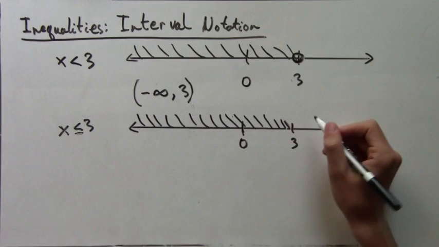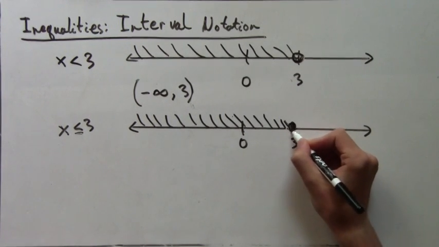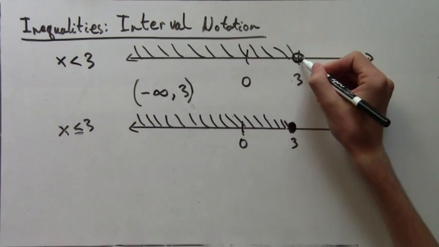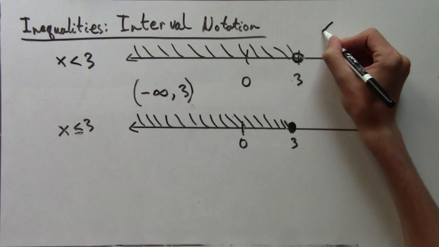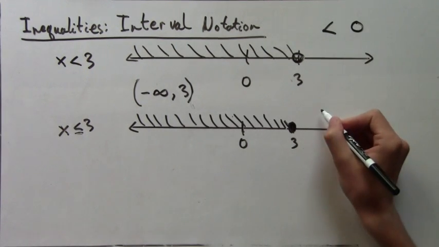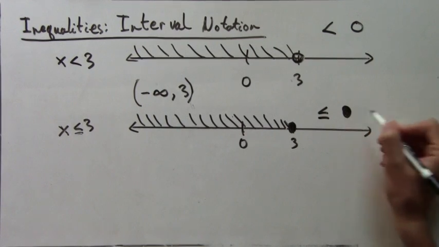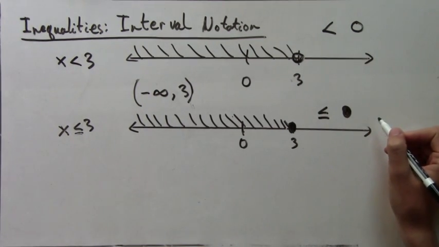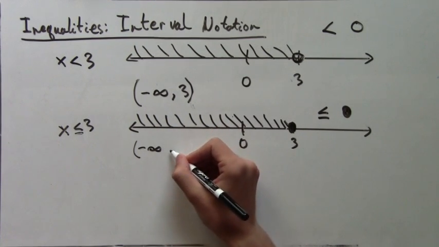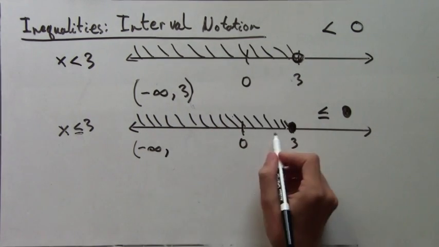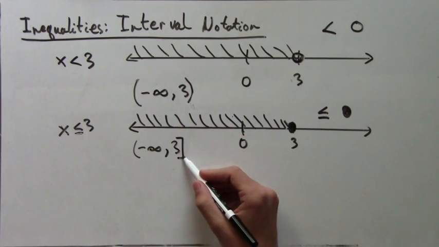Well, this time we're including the 3. We have less than or equal to. So we're going to make a solid dot as opposed to the open dot. So really, if you just have a strict less than or a strict greater than, you have an open circle, and a less than or equal to or greater than or equal to has a filled in circle. This interval would be written as (-infinity, 3], but this time with a square bracket by the 3.